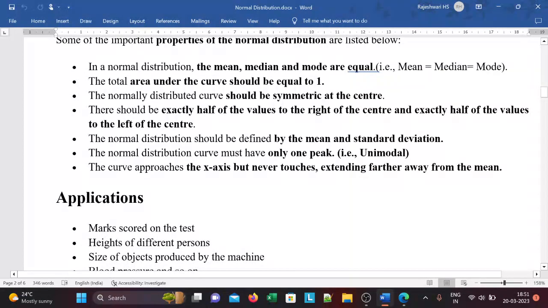And next one, exactly half of the values are to the right of the center and exactly half of the values are to the left of the center, that we discussed. 0.5, so 50% will be at the right side and 50% will be at the left side.